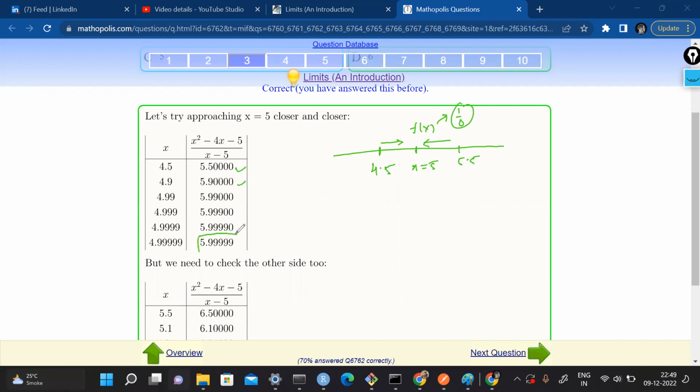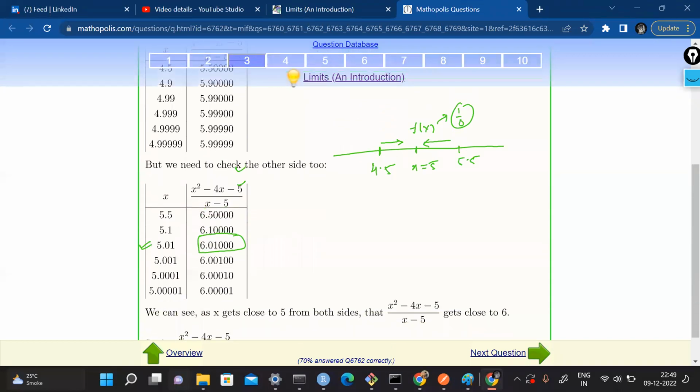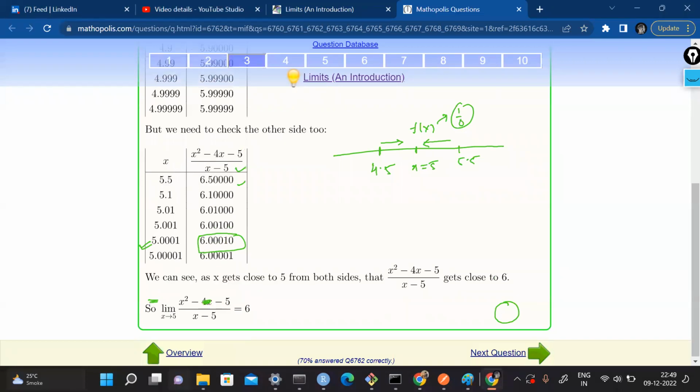Now see, when we reach very close to the 5, the answer is 5.999. And similarly, when we reach very close to the 5 from the right hand side, we are getting some answer. So that is very close to the 6. Hence we can say that this function is giving you 6.